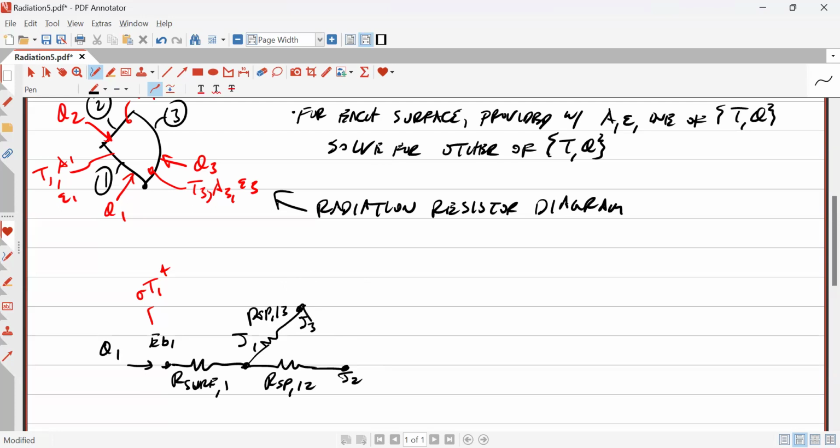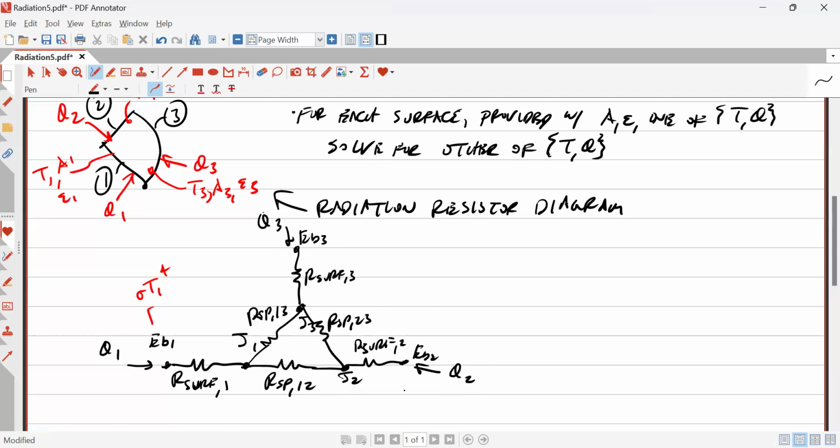So likewise, you can have a resistor here that'll be the spatial resistance from 2 to 3 or 3 to 2. With the reciprocity rule, you can do that. And then you finally finish with the nodes for 2 and 3. So here will be the surface resistance for 3 to EB3, and the surface resistance for 2, which gets you to EB2. And then you do have the heat flows coming in as well, so Q2 and Q3.